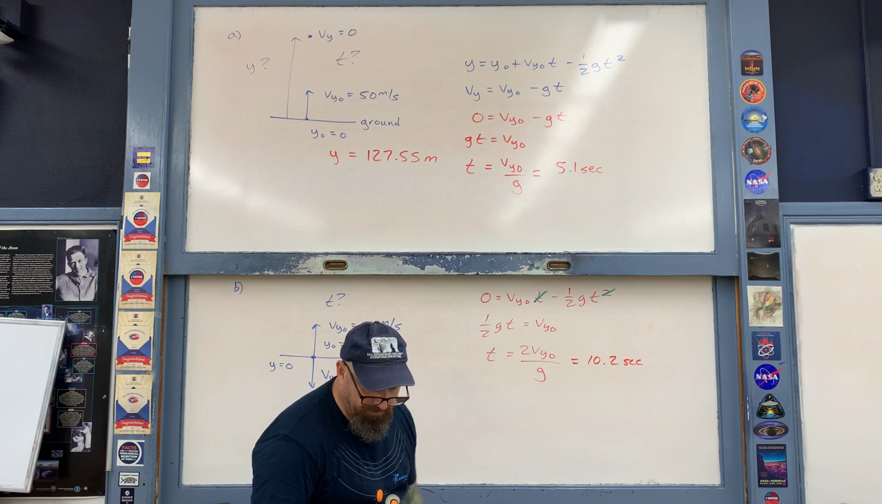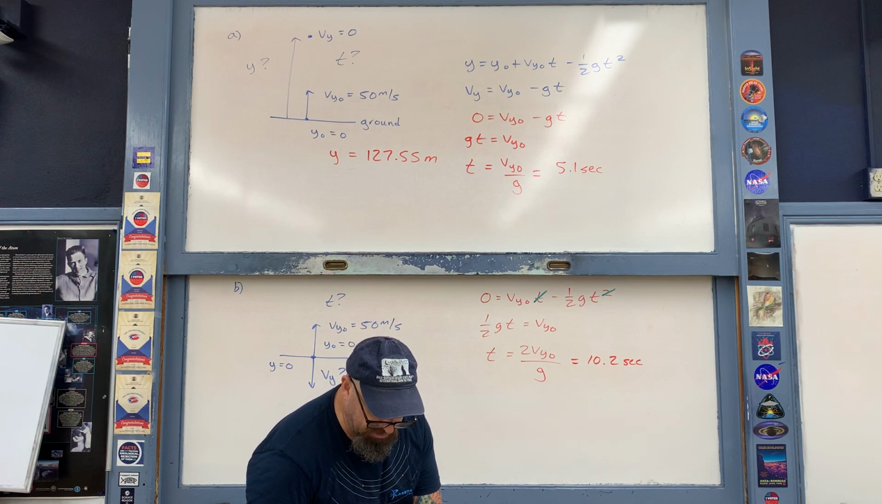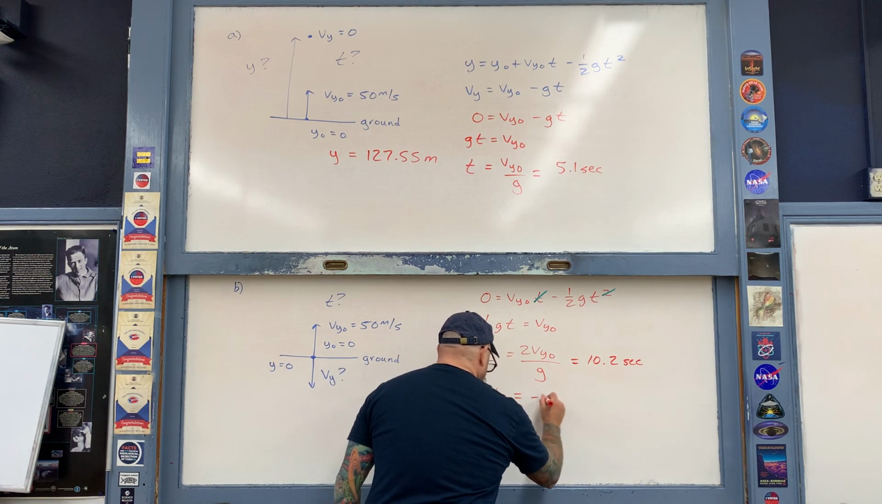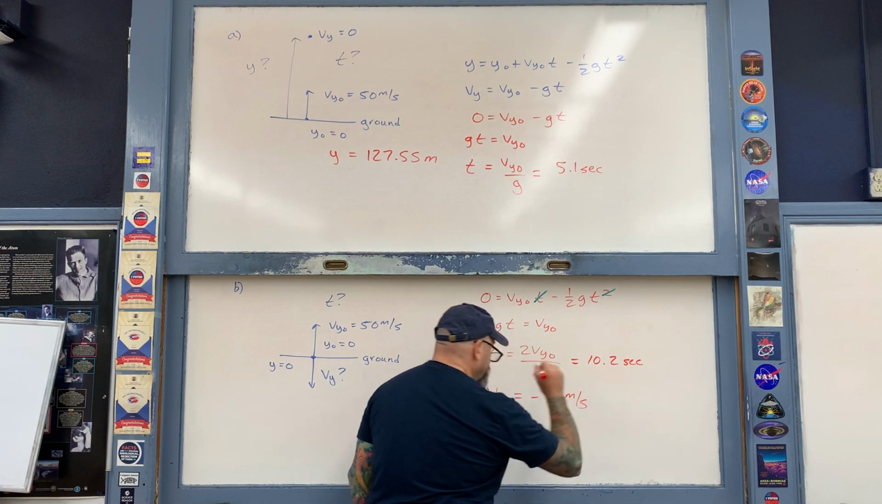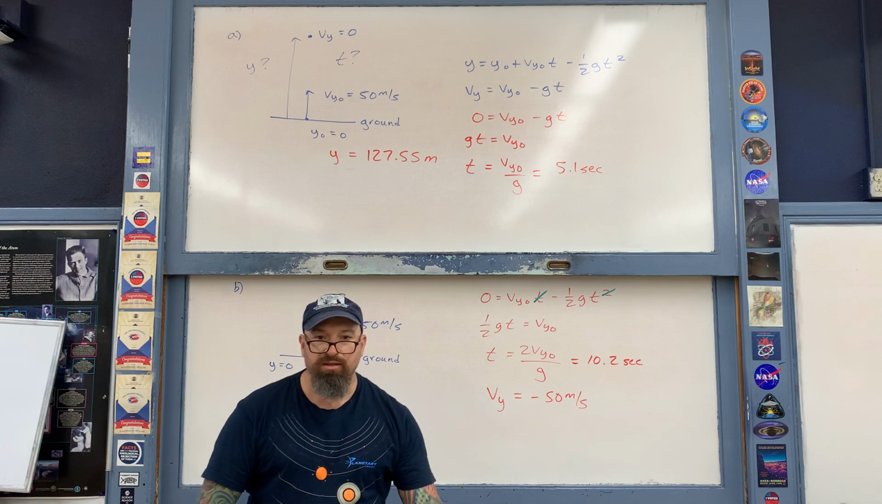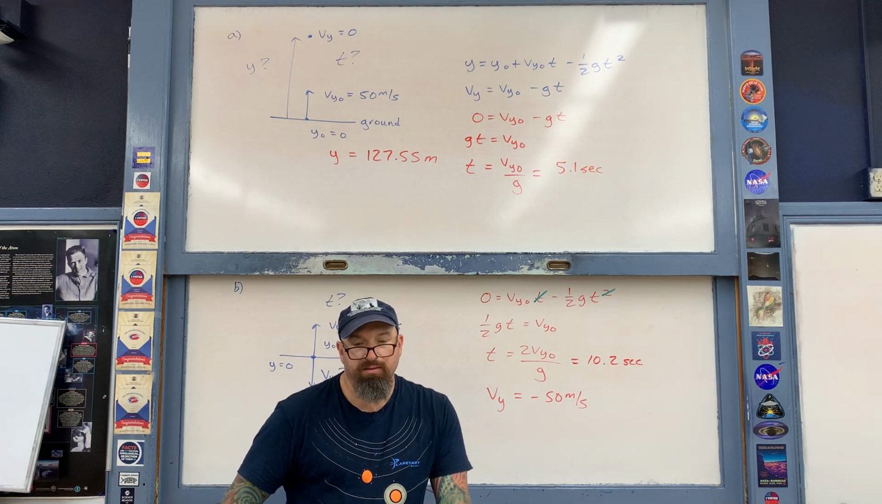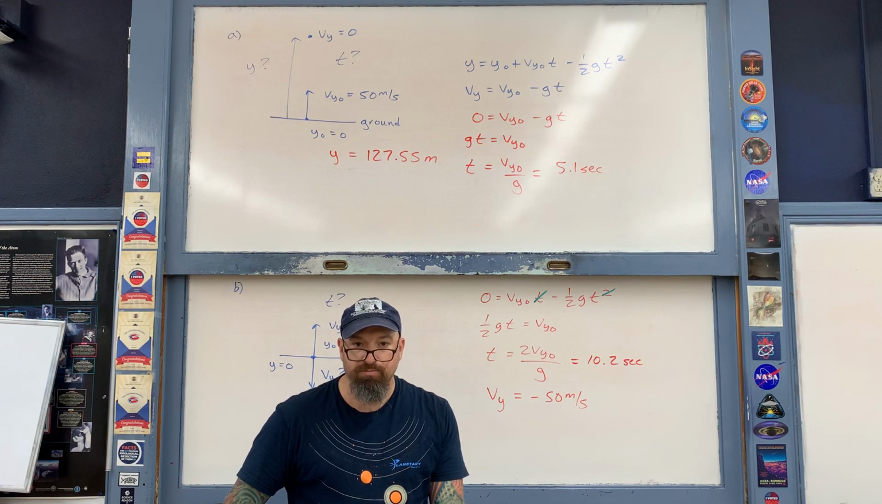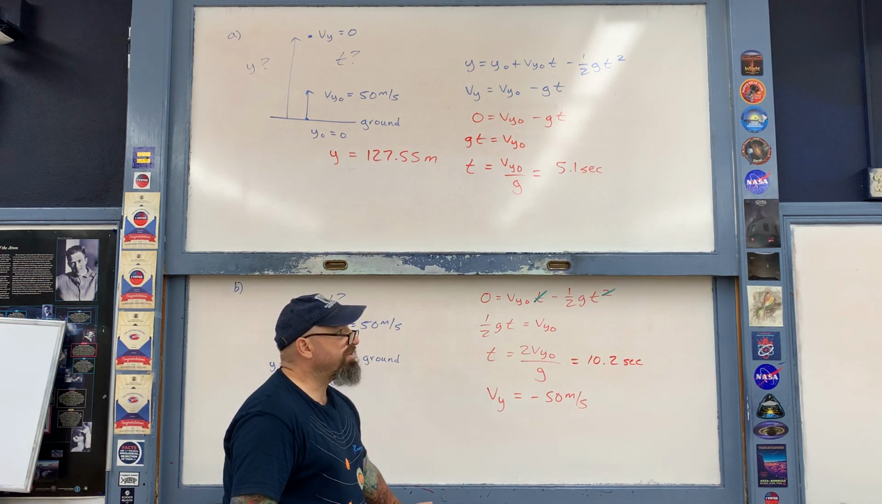So then therefore, 50 minus 9.8 times 10.2, and sure enough, the answer for v sub y is negative 50 meters per second. So either method for doing part B is perfectly fine. Once again, with experience, you'll find perhaps that one method is a little bit easier than the other. Okay, lastly is part C.